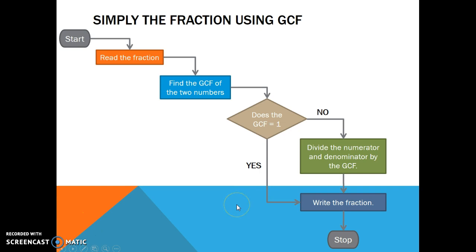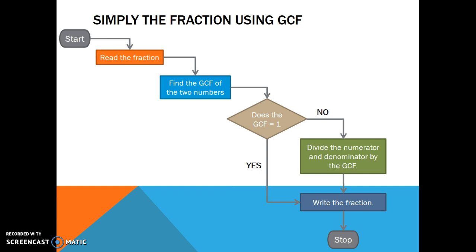Okay, here is why this is important for ratios. During this unit, we're going to be working with fractions quite a bit, not as much as when we actually get to our fractions unit, but a fair amount. And we will want to be able to simplify fractions using greatest common factor.